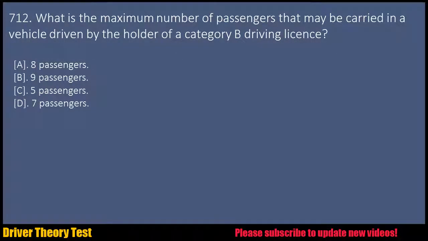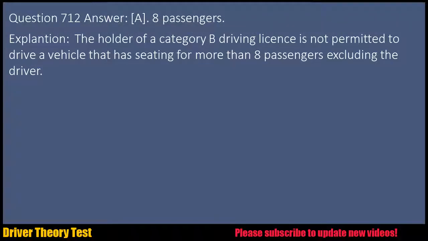Question 712. What is the maximum number of passengers that may be carried in a vehicle driven by the holder of a Category B driving license? A. 8 passengers. B. 9 passengers. C. 5 passengers. D. 7 passengers. Question 712 Answer, A. 8 passengers. Explanation: the holder of a Category B driving license is not permitted to drive a vehicle that has seating for more than 8 passengers excluding the driver.